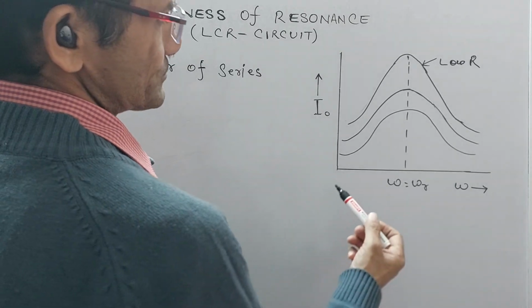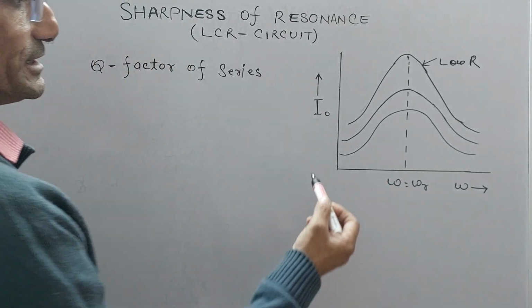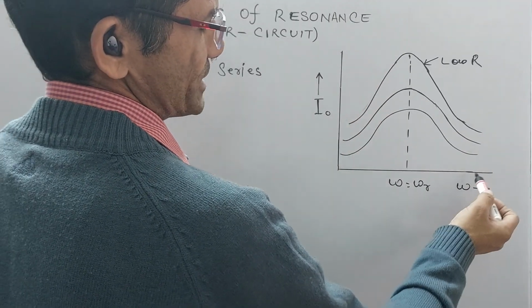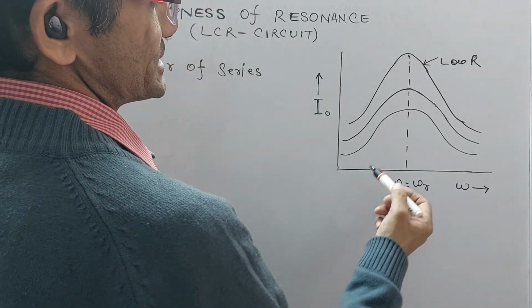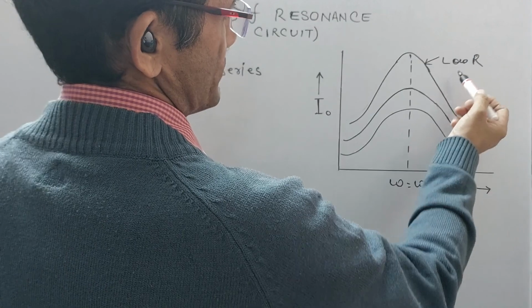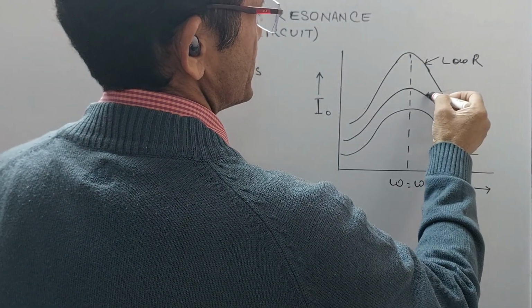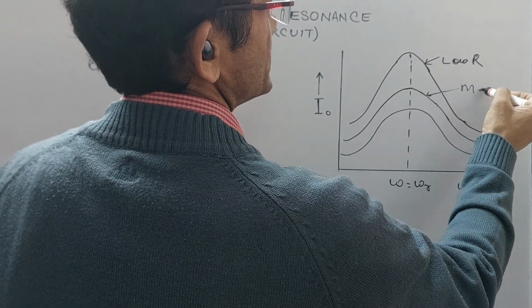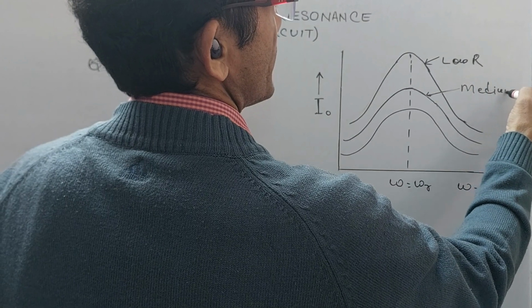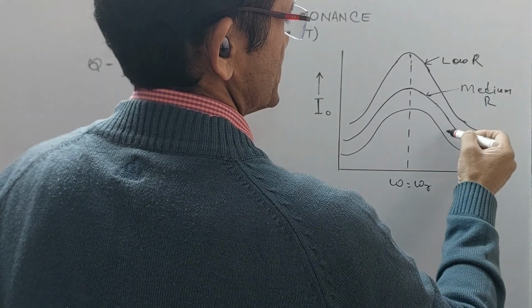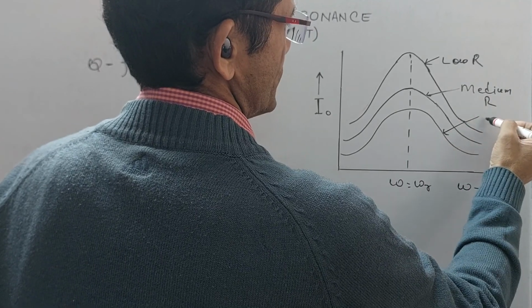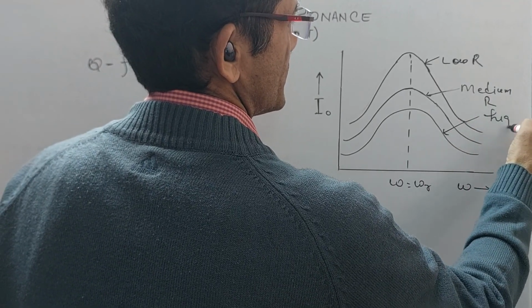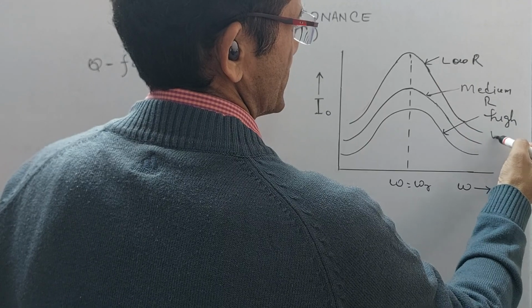So here, I have taken the graph between I naught and omega for three different values of resistance in the LCR circuit. One is for the low value of R, second one is for medium R, and third one is for high value of R.